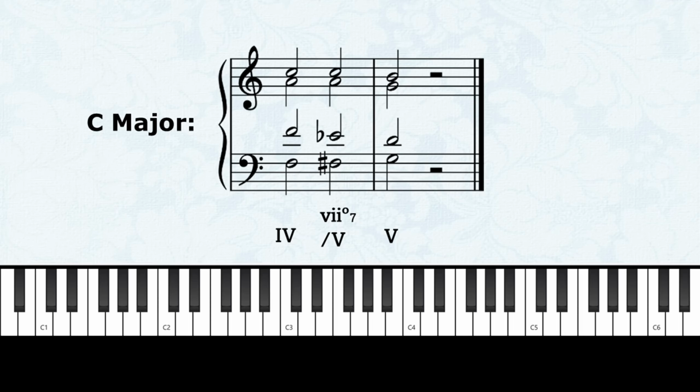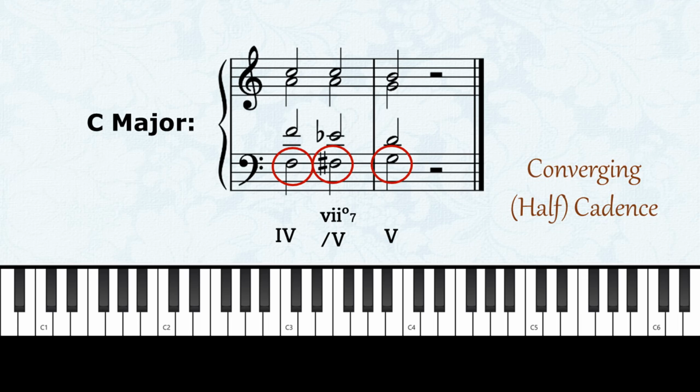The other common type of secondary dominant used in half cadences is the so-called converging cadence. In this type of cadence the bass line ascends chromatically from the fourth to the fifth scale degree, while the top voice descends by stepwise motion.